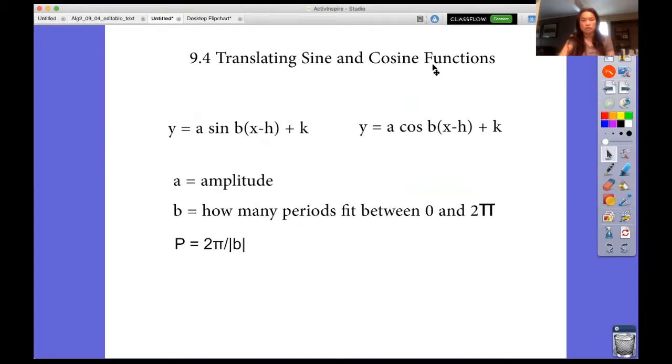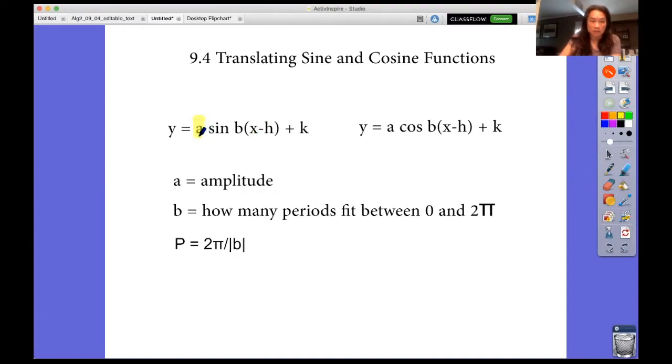Okay, so here are some notes I want you to copy down, please. Super important. When we're translating, we're moving the parent function up, down, left, and right. In the previous video we did stretches and shrinks. So I'm going to highlight a few things here so it makes some sense to you.